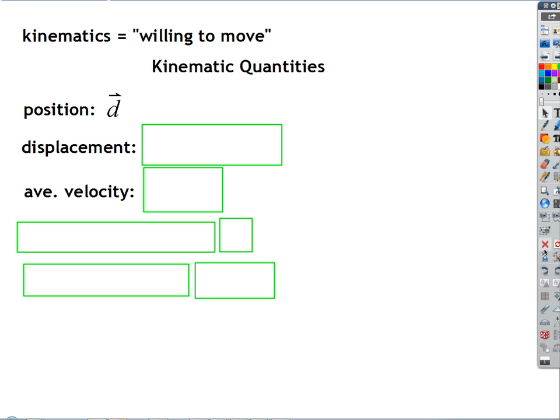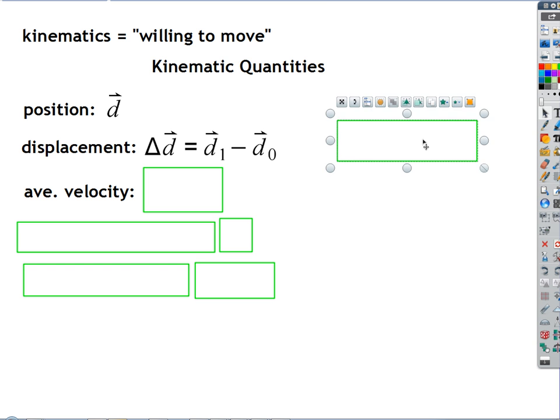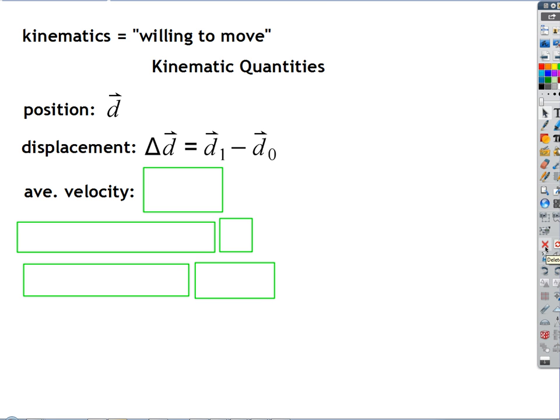What was displacement then? It was delta. Delta, yeah. So it's change in position, right? So we'd say something like this: delta D, with the vector hat because it's a vector quantity, is D1 minus D naught, or D sub 0. What's the significance of D naught? It's the starting position. Okay, good. That's the initial position.